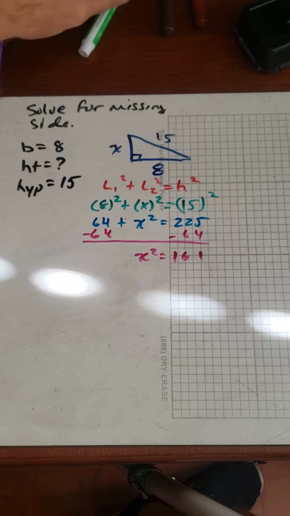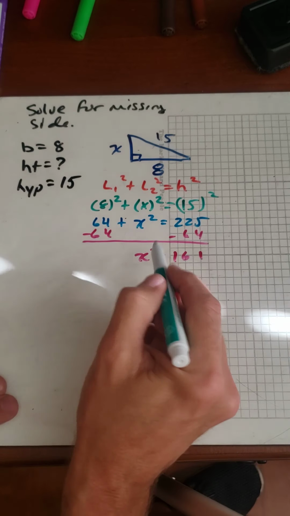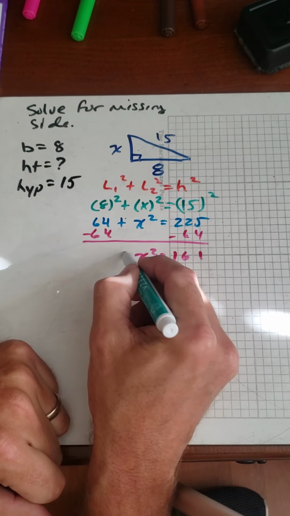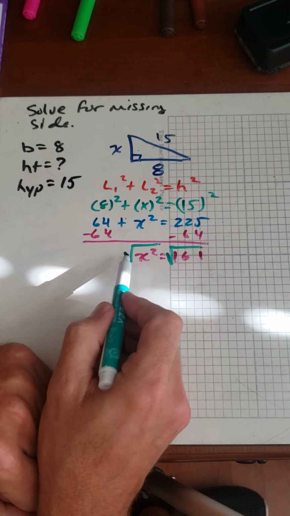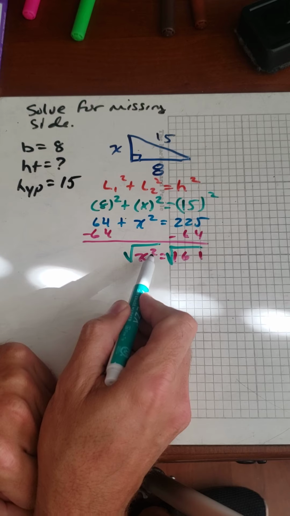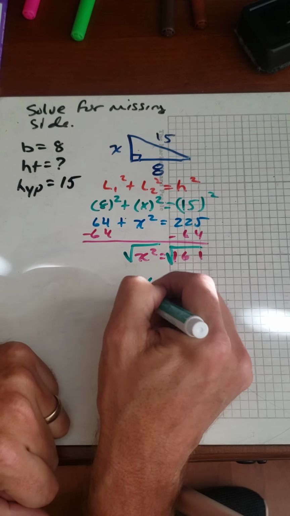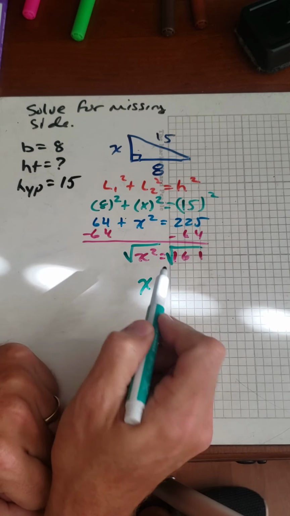So what I'm going to do to finish this problem off is I want to get rid of that square. Just like I got rid of the 64, I want to get rid of that square. The way I get rid of the square is to do that. If you take the square root of x squared, what that does is cancel out the squares, and I'm left just with x. So all this square root does is get rid of that 2 right there.